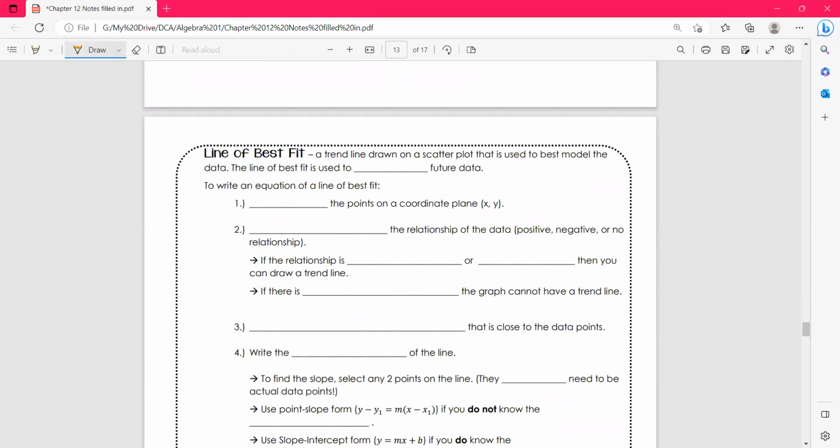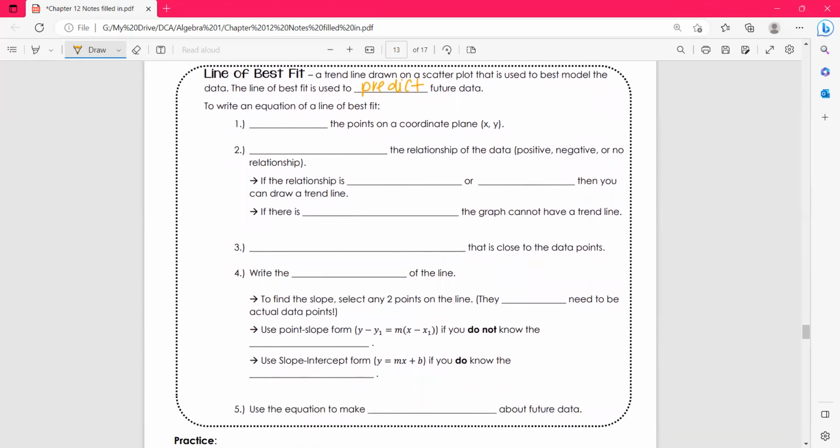It's a trend line drawn on the scatter plot that is used to best model the data. The line of best fit is used to predict future data. To write an equation of a line of best fit, we've got some steps here we need to follow. First, we need to plot the points on a coordinate plane. Then we need to determine the relationship of the data. Is it positive, negative, or no relationship? So we already know how to do these first two things. We did them in the last video.